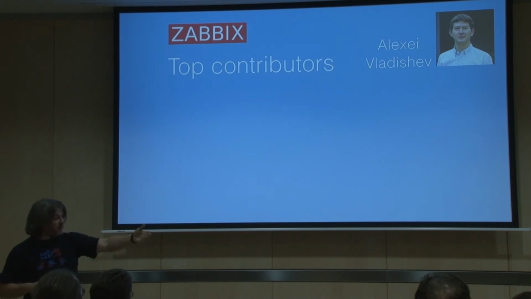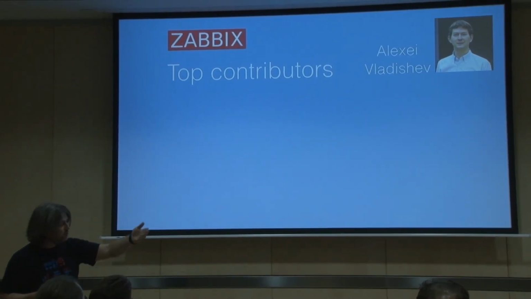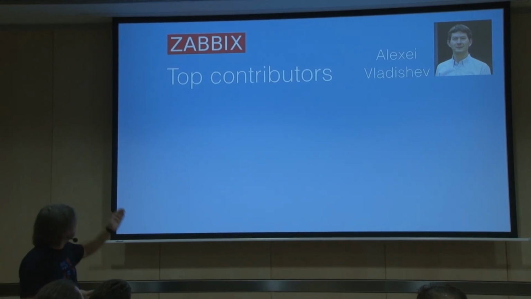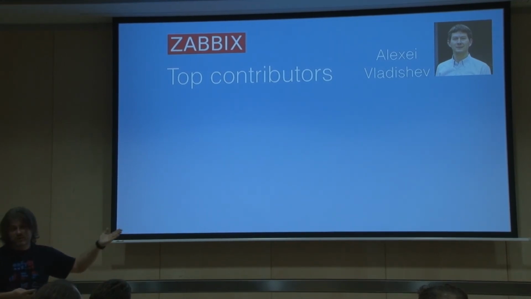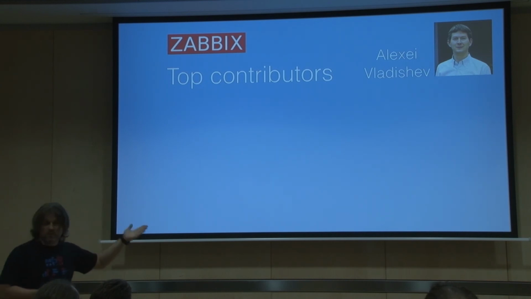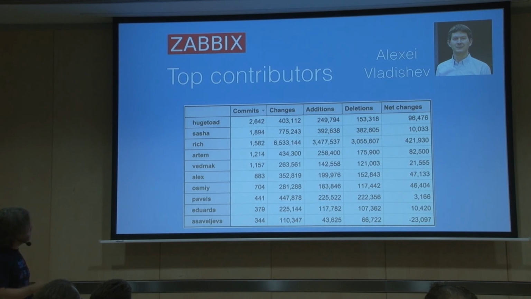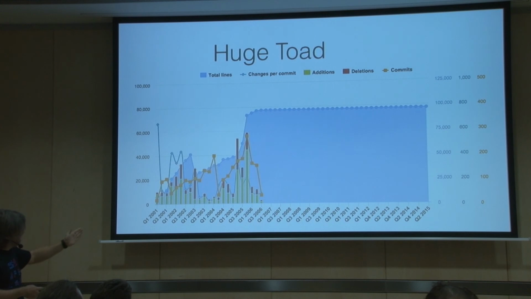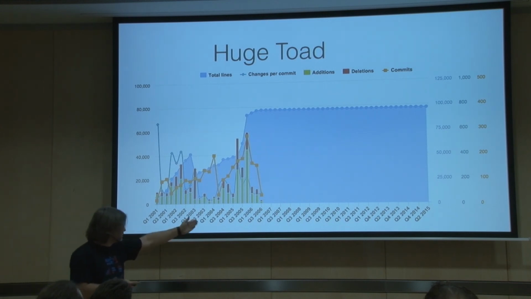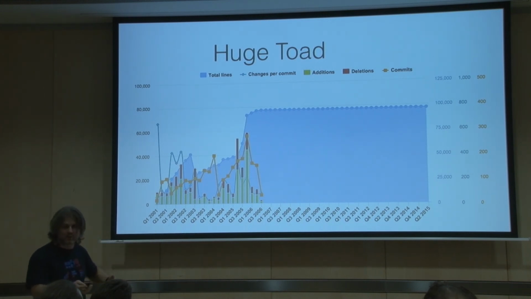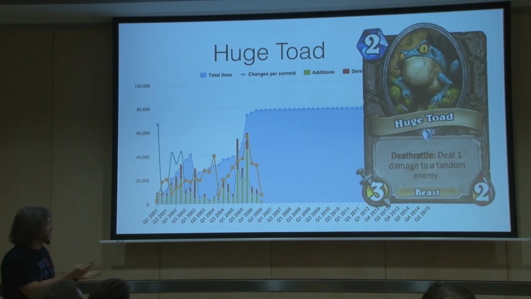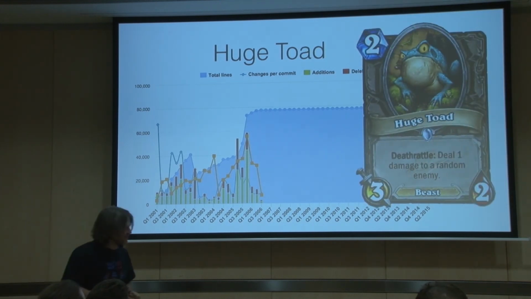Okay, and if we look at another example, next to me Alexei Vladishev is presenting about Zabbix, so I just took Zabbix history as well. Alexei claims that he created this project, but looking at top contributors, I found out that the creator was someone else, Hugo Toad. He started in 2001, and then in 2006 left, and then probably Alexei took over this project. That's the best picture that I could find of Hugo Toad on the internet.